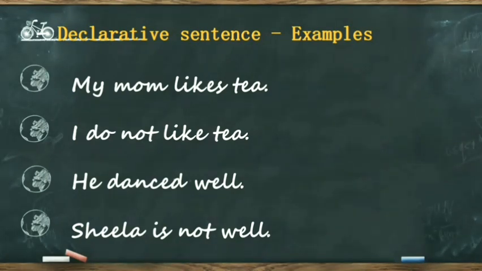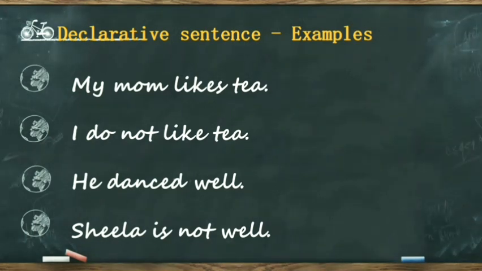See the second sentence, I do not like tea. This is called a negative sentence because you can see a negative word, not. So words like no, never, not, these are all called negative words. If we see these words in a sentence, that sentence is called a negative sentence. So, second sentence is a negative sentence.